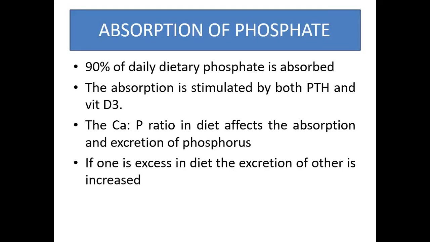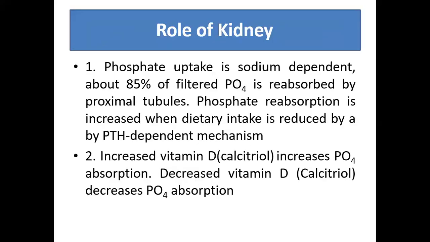Now, the calcium phosphate ratio in diet will also affect the absorption and excretion of phosphorus. Like if, let's say, one is in excess in the diet, the excretion of the other will increase. So this calcium phosphate ratio again is of importance. Now, what is the role of the kidney?